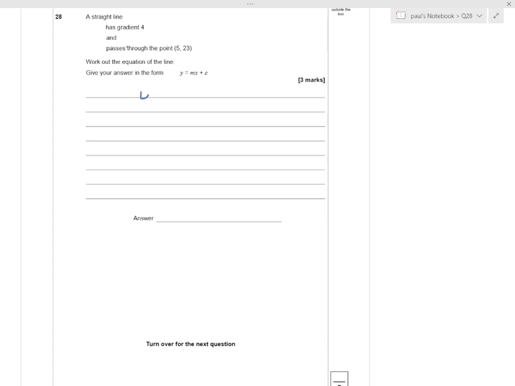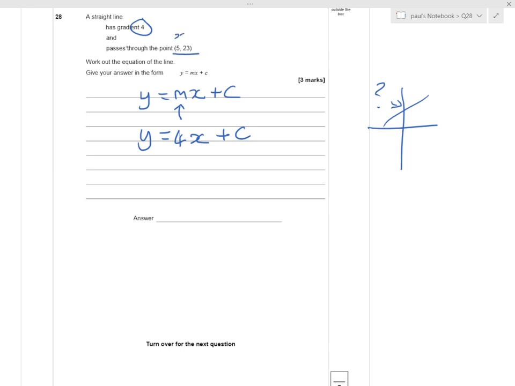Now, we're using y equals mx plus c. Now, the gradient is 4, which is this number. So we can now go y equals 4x plus c. Now we have to find out what c is. Where does this line cross the y-axis? We don't know because we haven't got a graph to work from. But we have this information. We have a value for x and we have a value for y. So we can put those in to find out what c is.